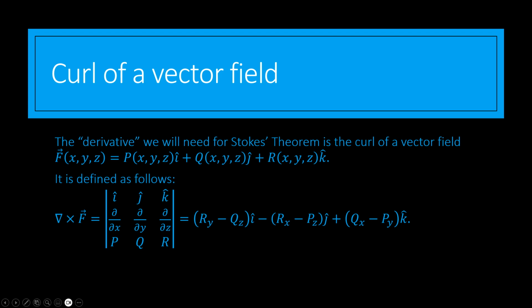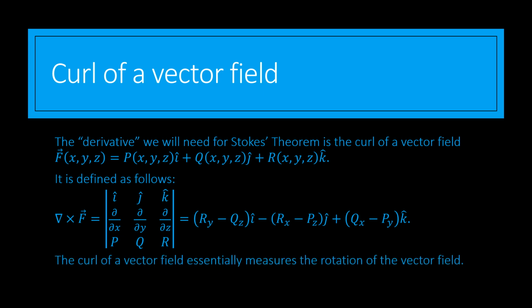These are operators. So what we say is instead of this times this, it's this applied to this. So the partial derivative of R with respect to y, minus the partial derivative of Q with respect to z. And that's what we get here. And similarly for the other terms. So you calculate it just like you calculated a cross product before. The difference is we're applying the operators rather than multiplying here. But if you know how to do the cross product, it's easy to remember how to do this as well.